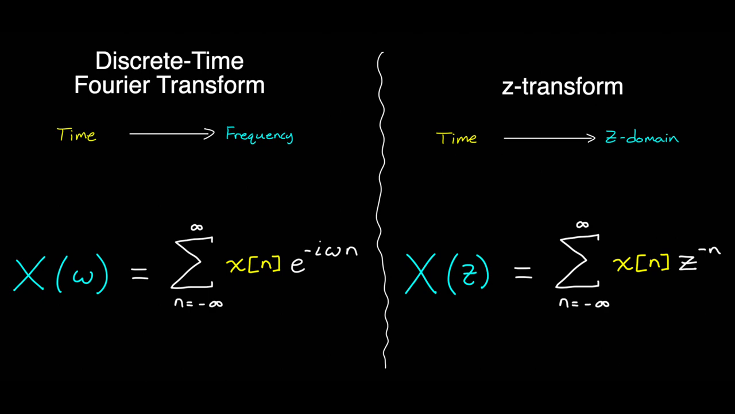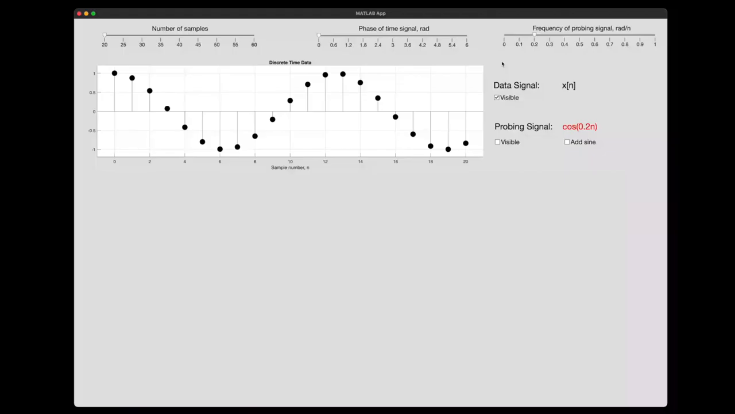is doing. And to show you what I mean, let's walk through the discrete time Fourier transform with this MATLAB app that I created. This is a discrete time signal, x of n. And we can tell just by looking at the data that the signal is probably made up of a single frequency, at least one dominating frequency.